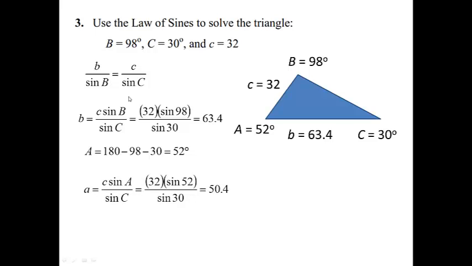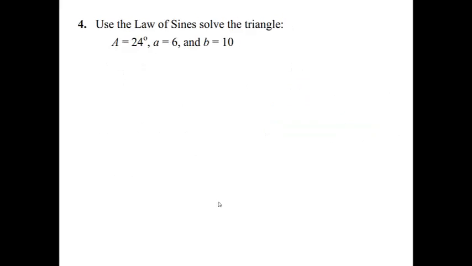And in side A, using the law of sines again, we have this pair, right? I'm going to use the C pair again, and now the A pair. And the A pair is going to be like this, moving the denominator sine A to the other side, putting this in my calculator, and I get 50.4. Moving on to number 4.